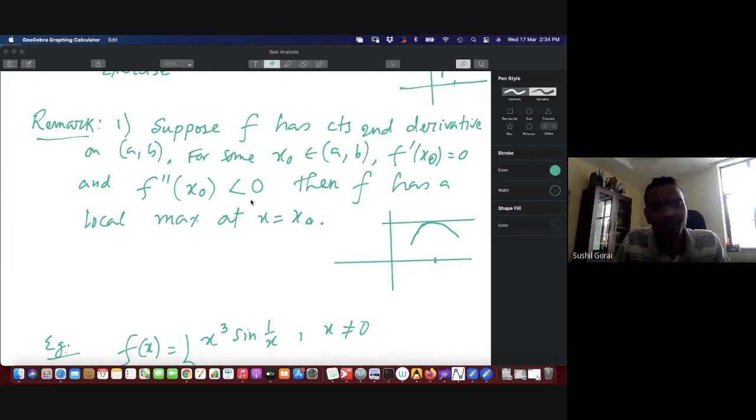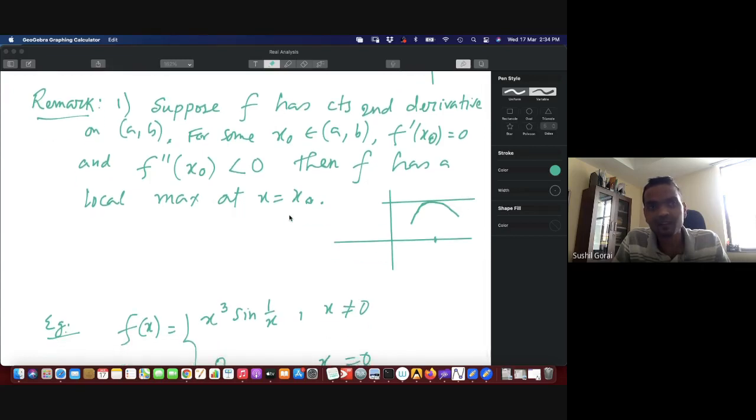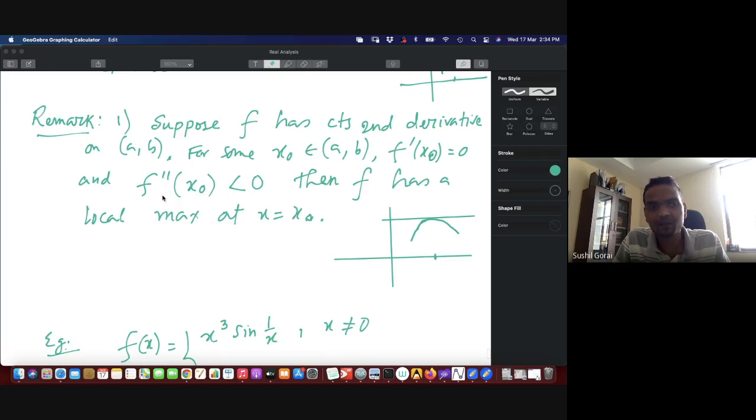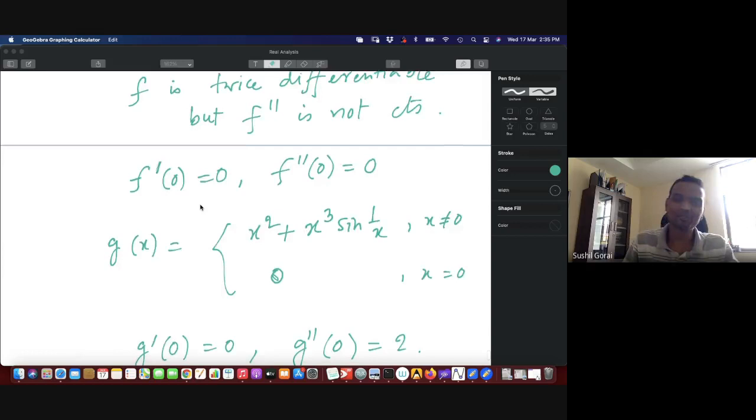If you modify your question a little bit, then what you get is: if you want to find an example of a function f where the second derivative is not continuous, but the second derivative is positive or negative, and of course f prime x naught is 0, but still f doesn't have a maximum or minimum, right? So think of this question.